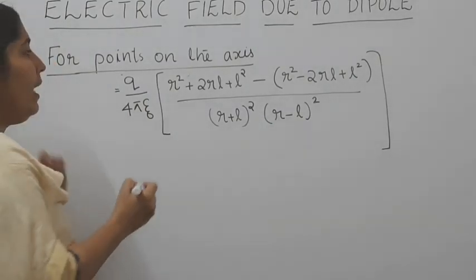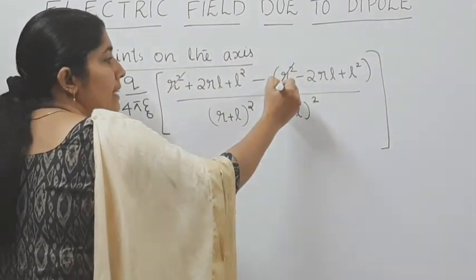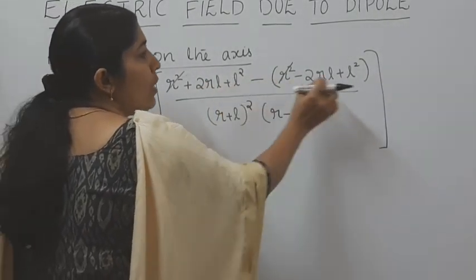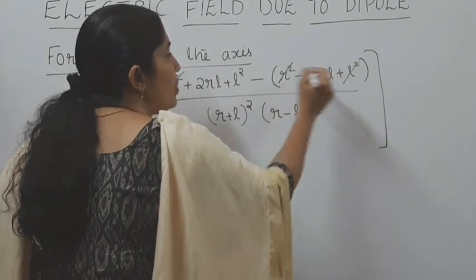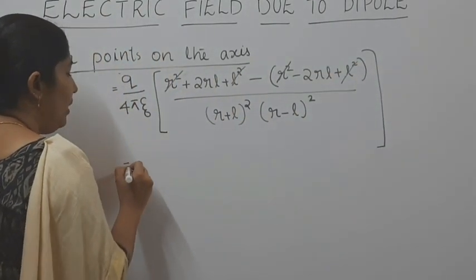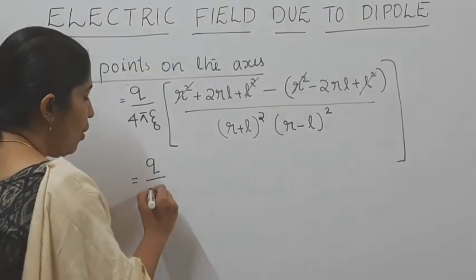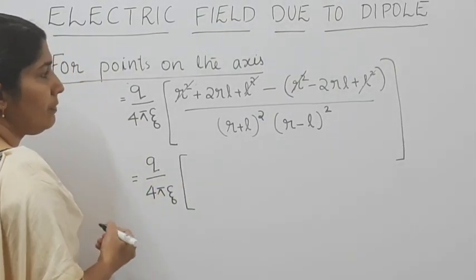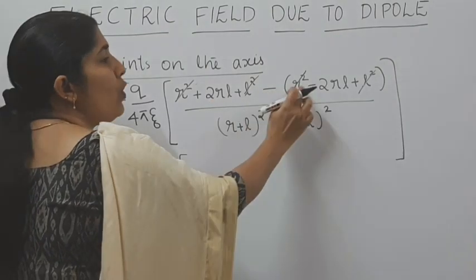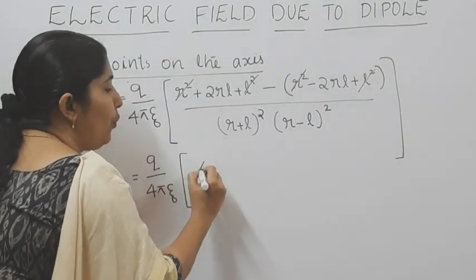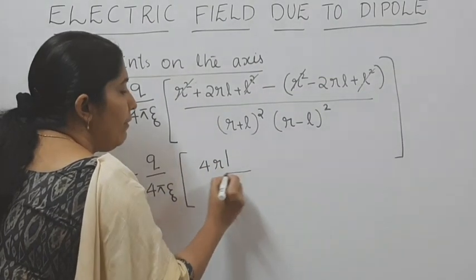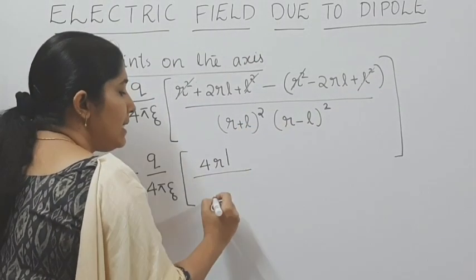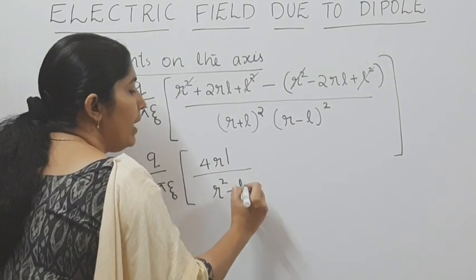Okay, here r square gets cancelled. R square minus r square cancels, and plus l square minus plus l square also gets cancelled. Therefore, what about the remaining term? Q divided by 4 pi epsilon 0 into 2rl minus of minus 2rl, that is equal to 4rl, divided by (r plus l) into (r minus l), that is r square minus l square.